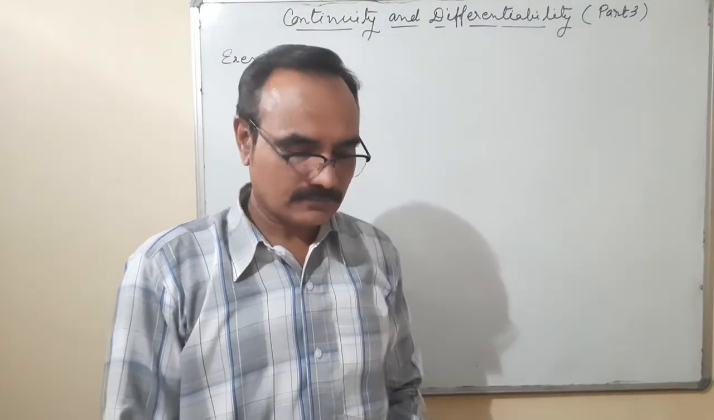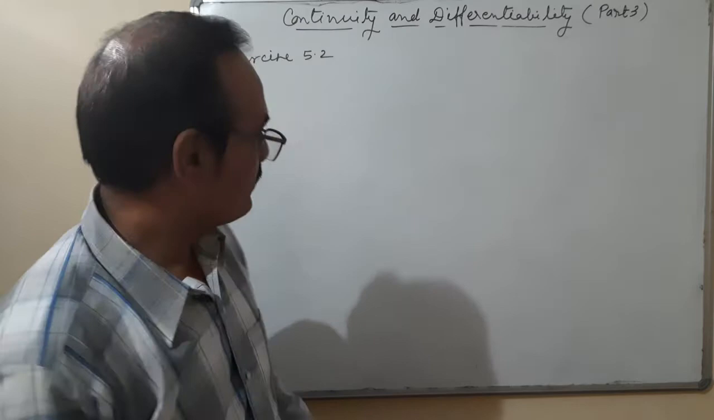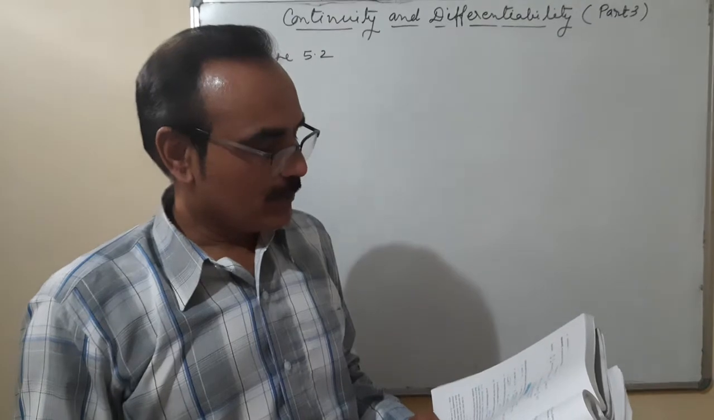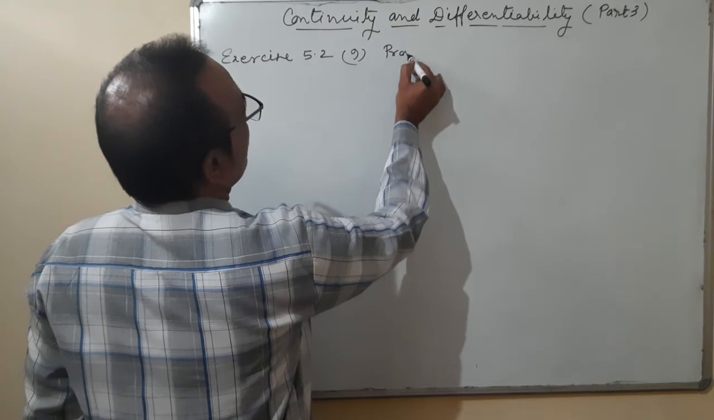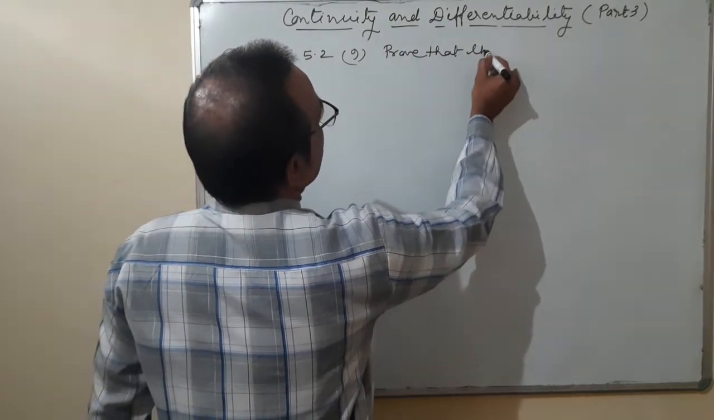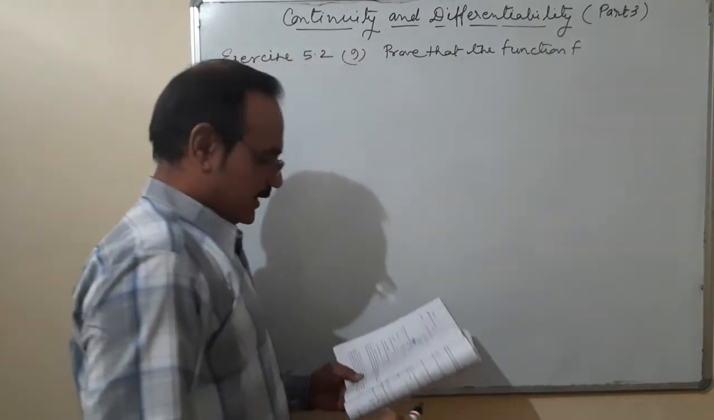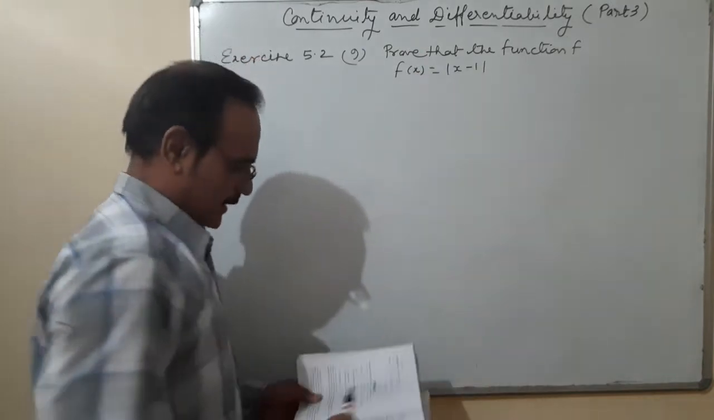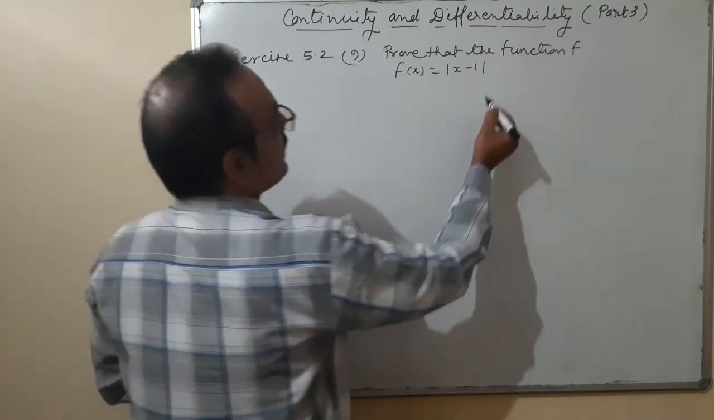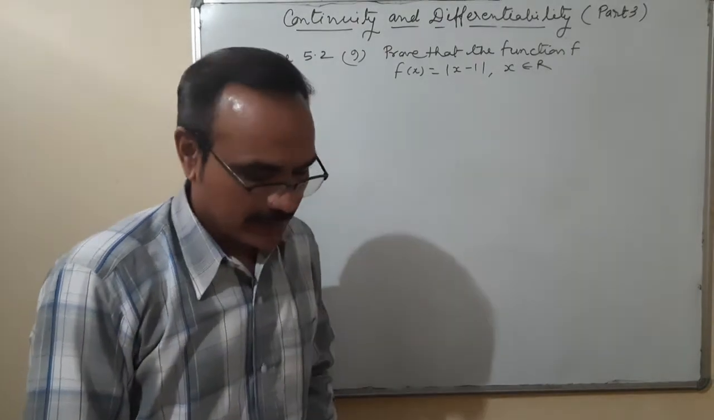Question number 9. I am solving here. What is it? Prove that the function f is given by f of x is equal to mod x minus 1, where x belongs to R, set of real numbers, is not differentiable at x is equal to 1.